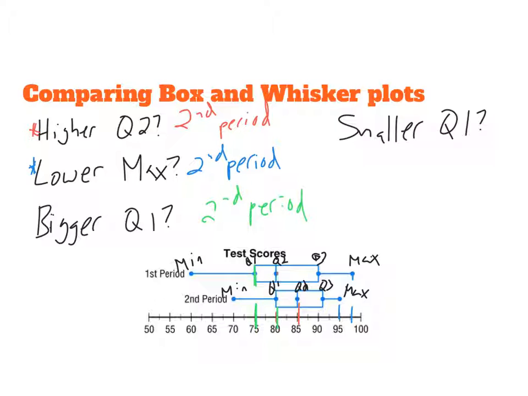What about a smaller quartile 1? Smaller quartile 1, we're still comparing 75 to 80. So this time, I would say first period.